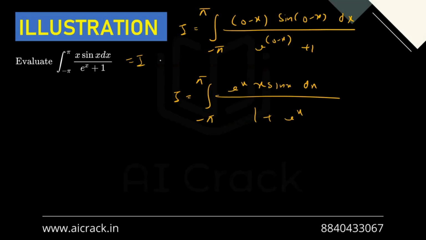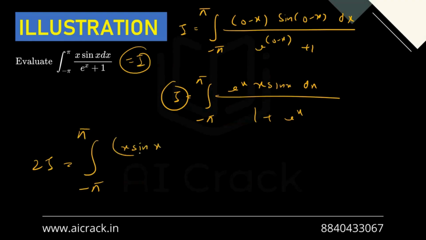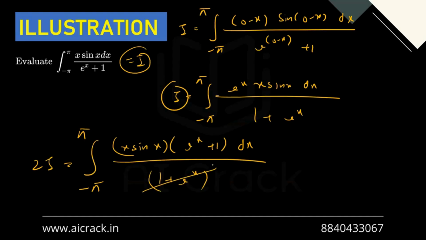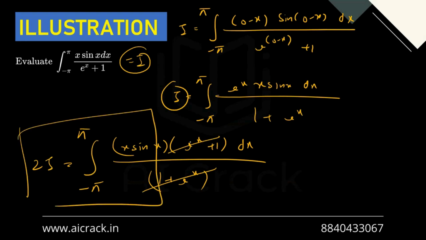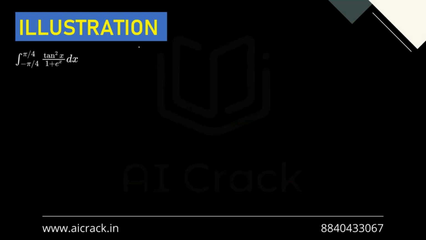Okay. Now if we add both of these I, we'll be getting 2I equals integral -pi to pi. We can take x sin x as common, and we're left with (e^x + 1) dx divided by, this is common in both, 1 + e^x. Okay. Now this and this get cancelled out. Now we are left with a standard integral, x sin x. We're going to have to use integration by parts over here. Okay. And now let's solve one more problem.